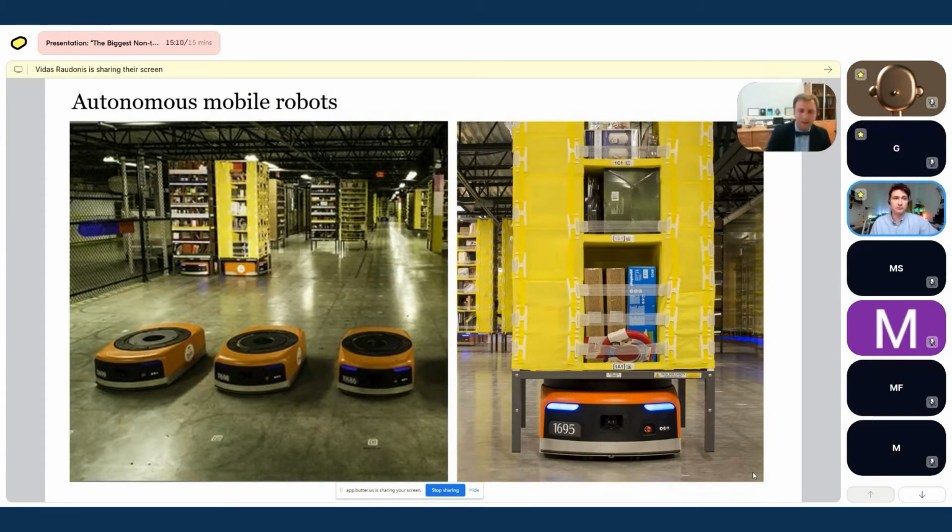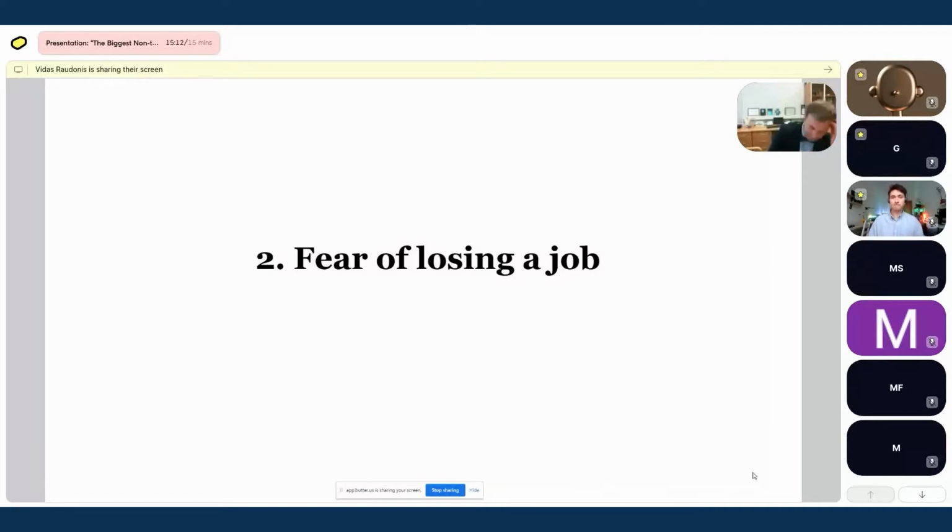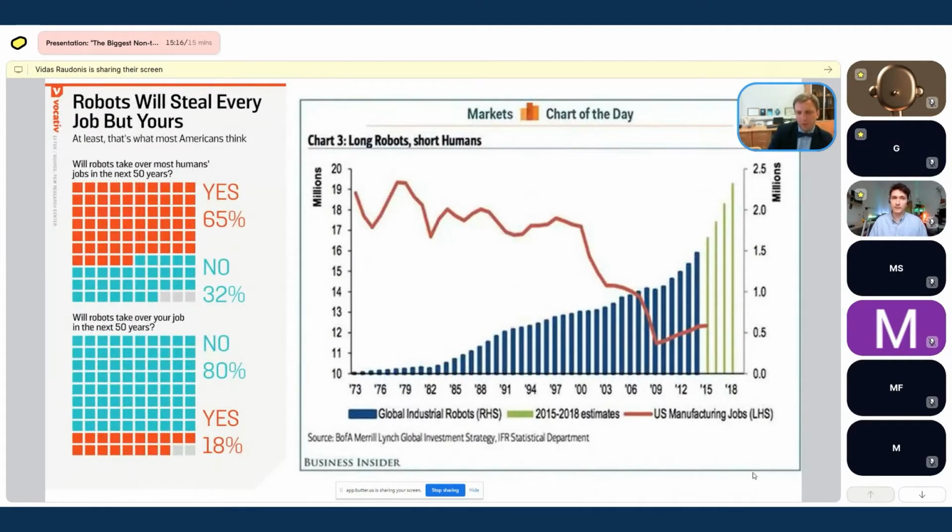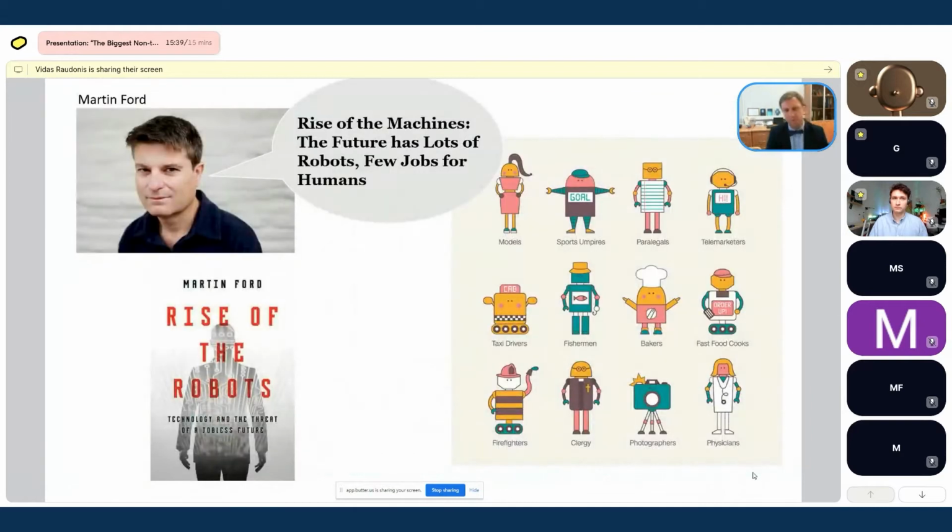Okay. Then another fear is losing jobs. There was a questionnaire where American people were asked whether they think robots will take over jobs. 65% said yes, they will take over. But when they were asked whether robots will take over their own job, they answered no, they will not take the job.